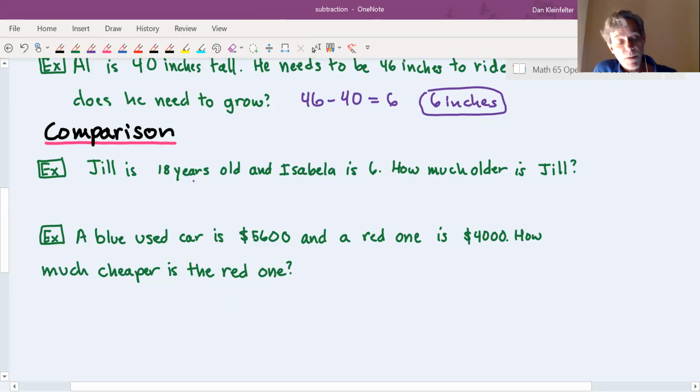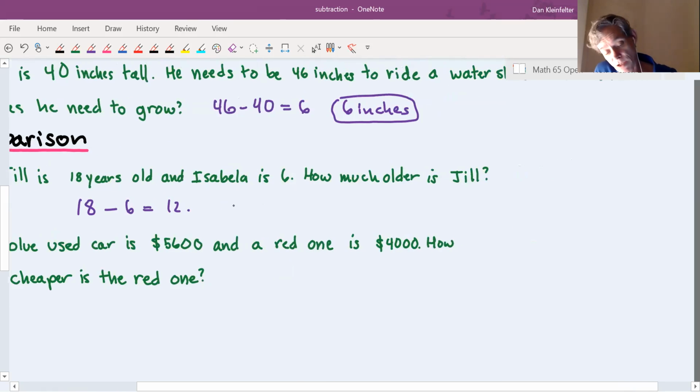As an example, suppose that Jill is 18 years old and Isabella is 6. We want to know how much older is Jill. So we're comparing Jill's age, which is 18, and Isabella's age, which is 6. And so we'll say Jill, who's older, minus Isabella, who's younger, that's 12. 12-year difference. So we could say Jill is 12 years older.